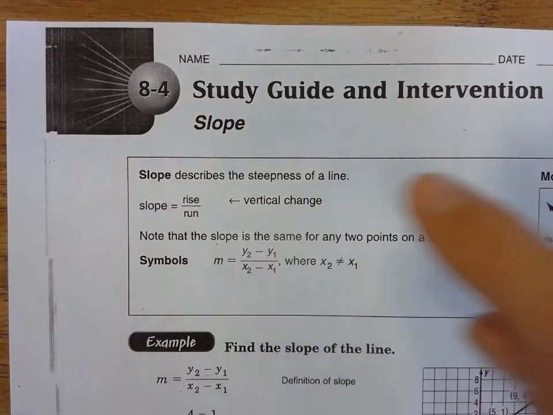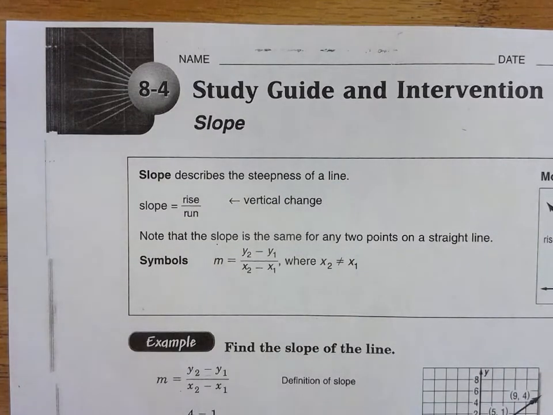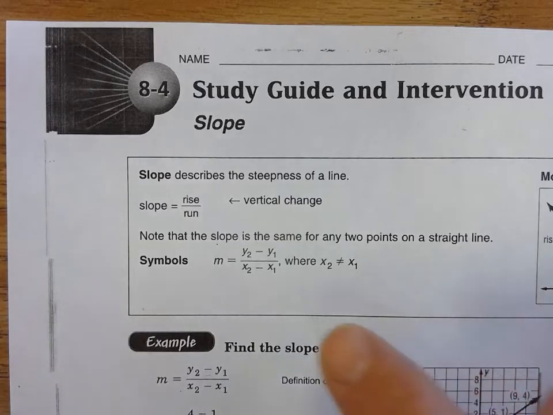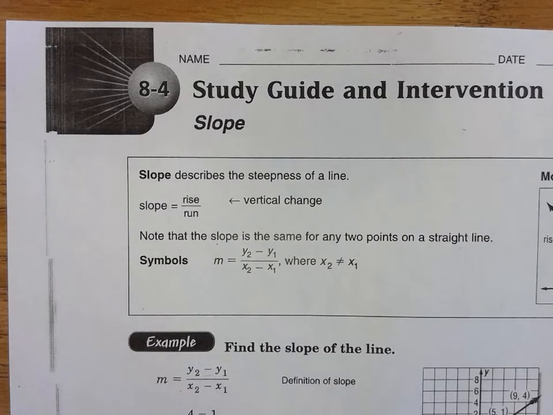Alright, so today we're just going to work our way through this little study guide and intervention about slope. We're going to figure out how this stuff works on the graph, and we're going to talk about how we use the formula to give us our rise over our run and figure out how all this works.